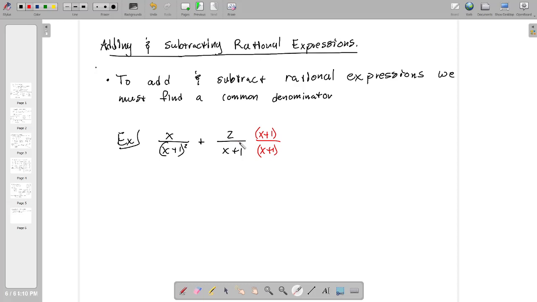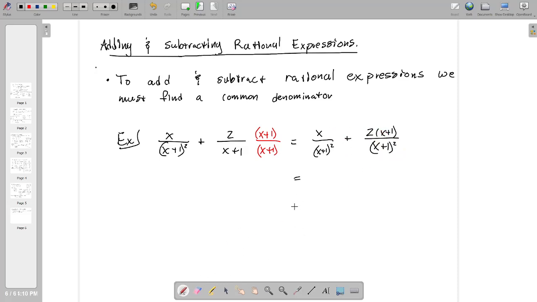It doesn't change anything. So we're not changing the value. That's kind of the point. We don't want to change the value, we just want to change how it looks. So we end up with x over x plus 1 squared in the first one, and 2 times x plus 1 divided by x plus 1 squared in the second one. Now we have a common denominator, x plus 1 quantity squared, so we can add straight across in the numerator.